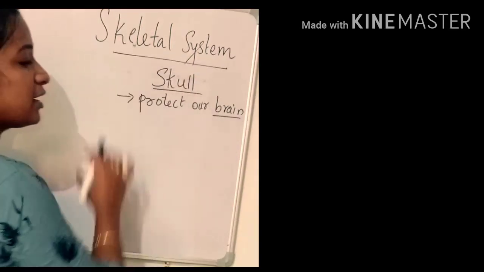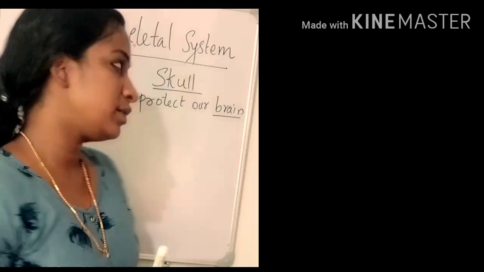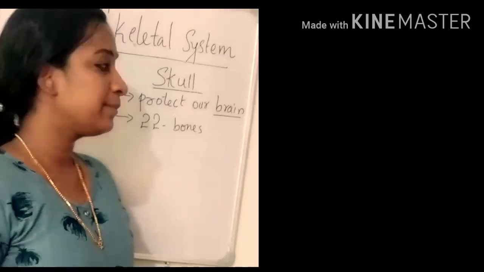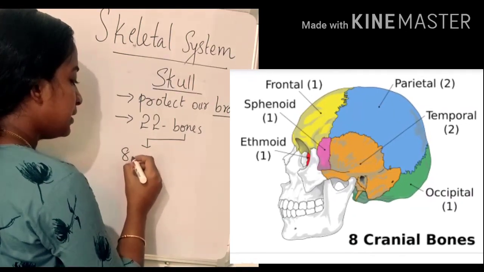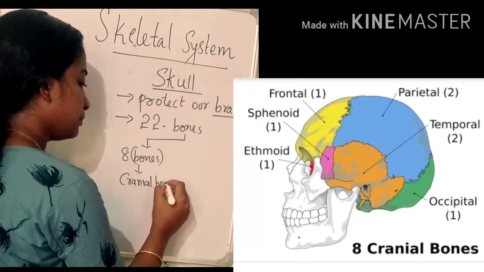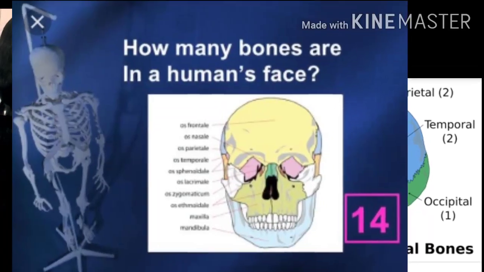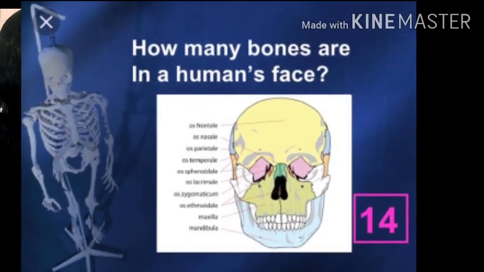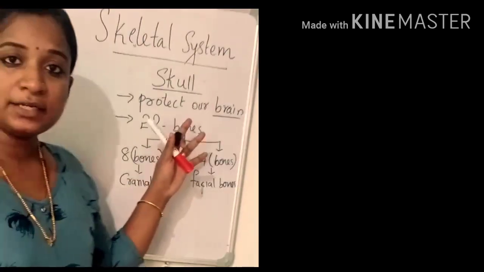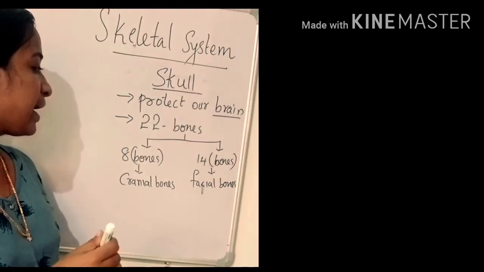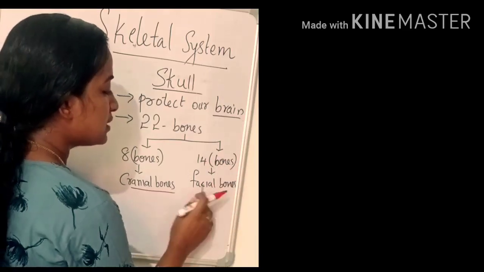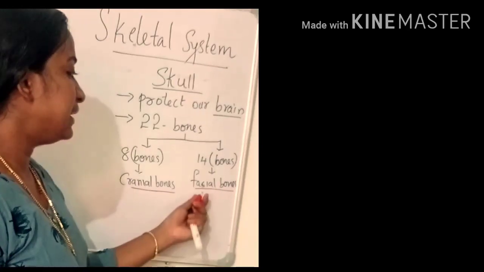Okay. And when we take an adult human skull, there are 22 bones. How many? 22 bones are present in the skull of an adult human being. Of these 22 bones, 8 are cranial bones and 14 are facial bones. The 8 flat bones are known as cranial bones, and the 14 bones are the facial bones.